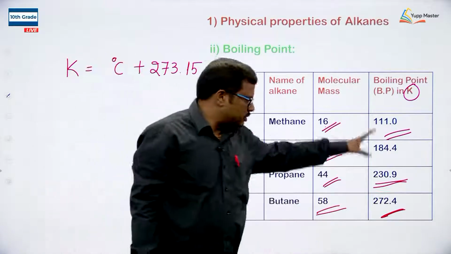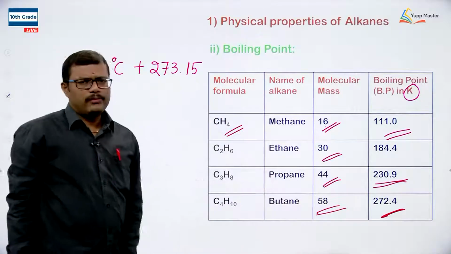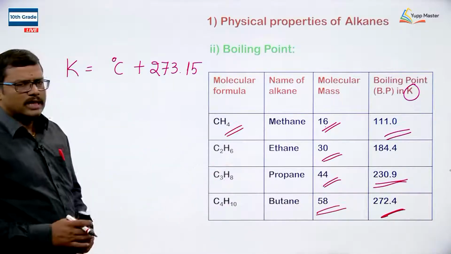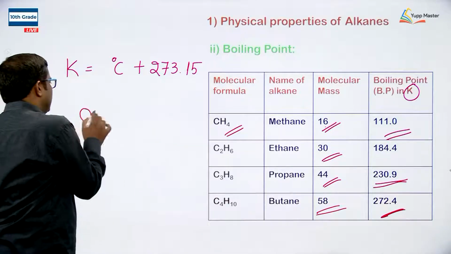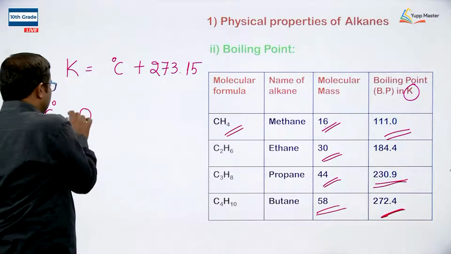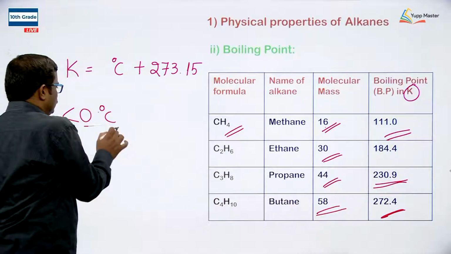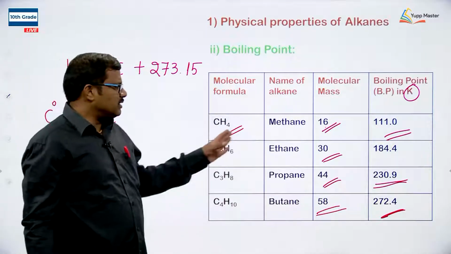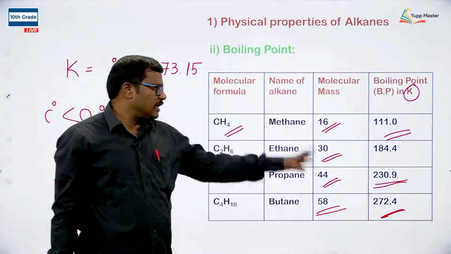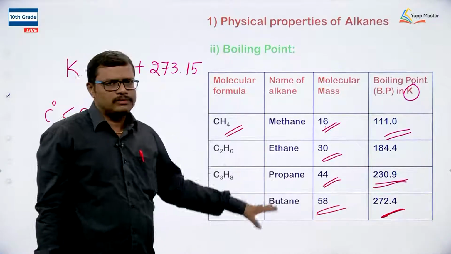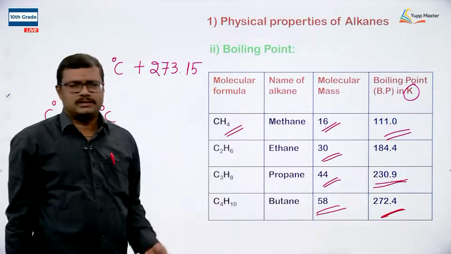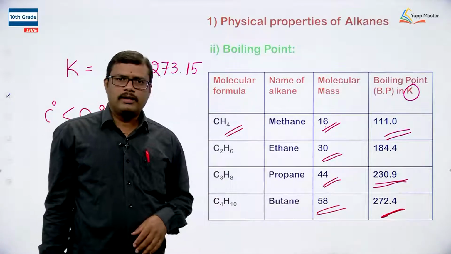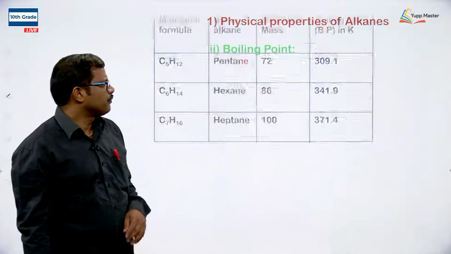And moreover, you observe that boiling points are given in Kelvin temperature. So, what will be the degree centigrade? If I look at the degree centigrade, it will be around 0 degree centigrade, or less than 0 degree centigrade. So, these compounds have boiling points at minus conditions. That is to say that these generally exist as gases at normal conditions of temperature and pressure.